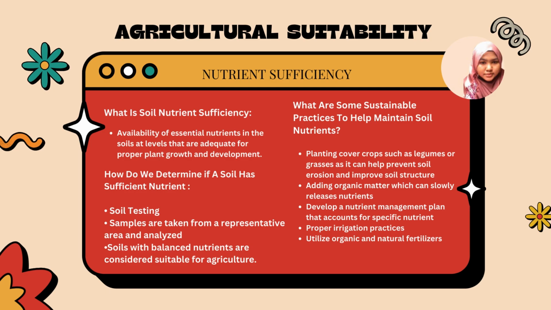while minimizing environmental impacts. Also, practice proper irrigation such as efficient watering systems and avoiding over-irrigation, which help to prevent nutrient leaching and promote optimal nutrient uptake by crops. Last but not least, utilize organic and natural fertilizers as these products can contribute to soil fertility while minimizing the use of synthetic chemicals.